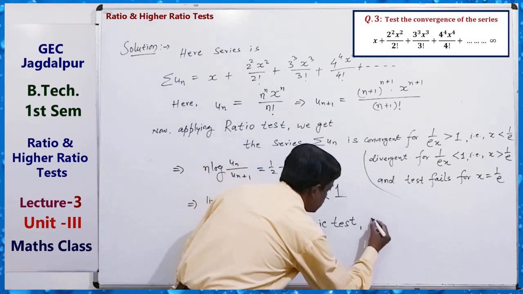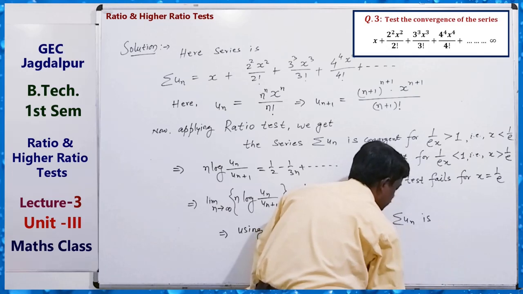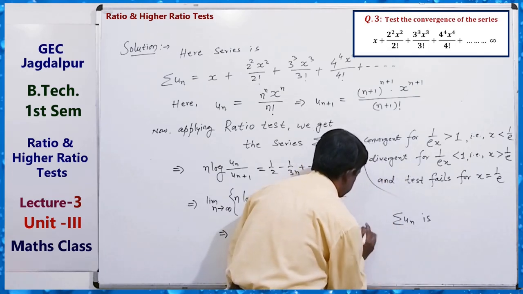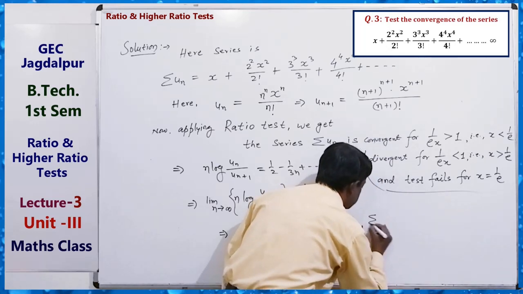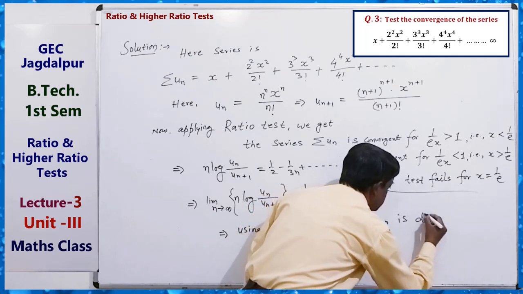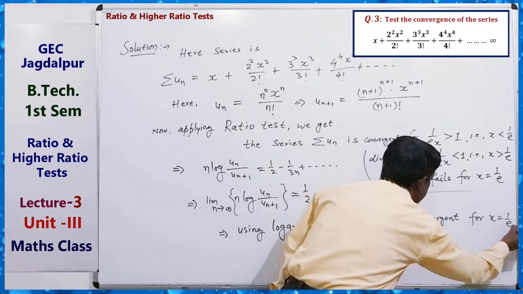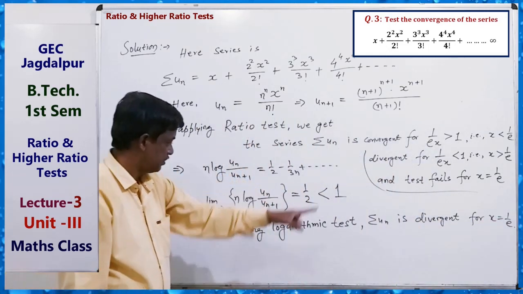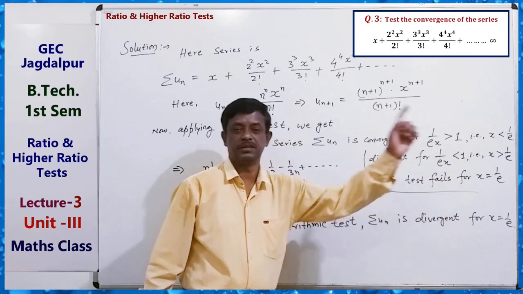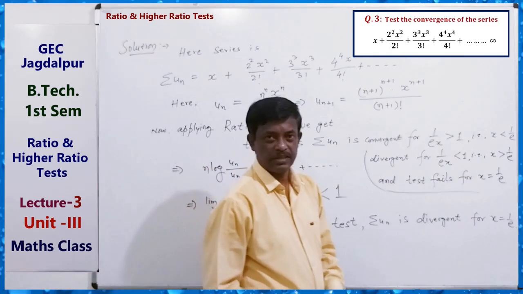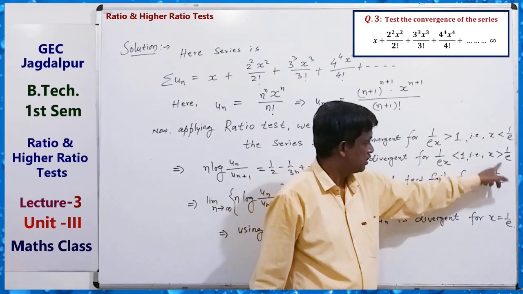Using the logarithmic test, the series is divergent for x equals to 1 by e. Because for x equals to 1 by e, we are using this. So by using the logarithmic test, summation un is divergent for x equal to 1 by e. So our final result will be: x less than 1 by e, convergent; greater than and equal, divergent.